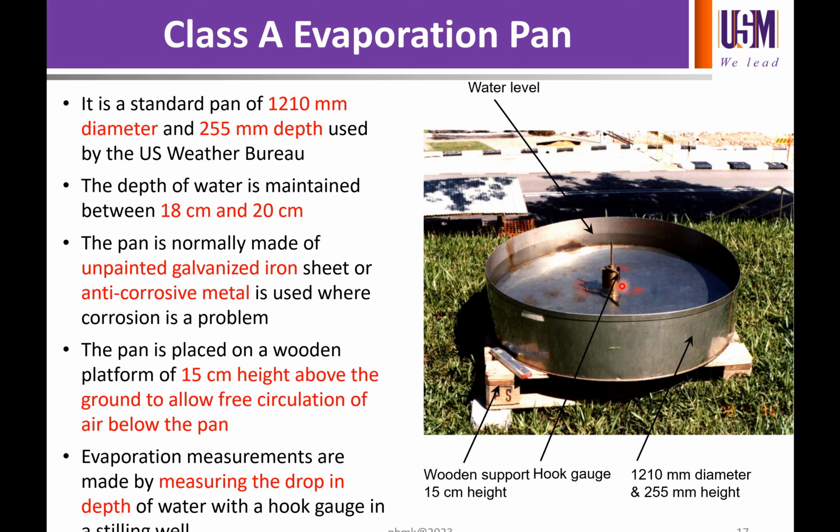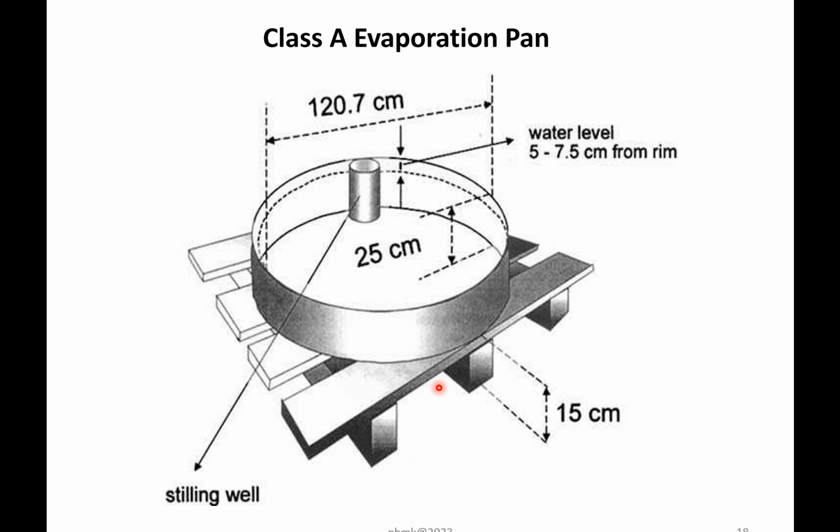There's a hook here to measure the drop in depth with the hook gauge in the stilling well. So this is the stilling well. You measure how much the water drops over time for this one, and when needed you add more water if you want to continue measuring the evaporation. If we look here, it needs to sit here to allow the air to circulate underneath the pan.